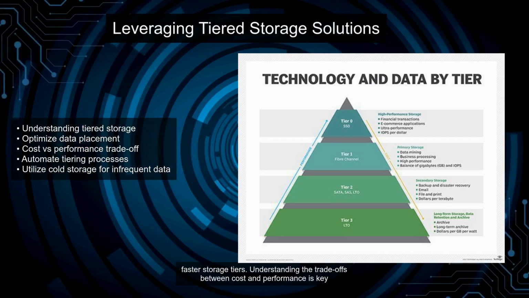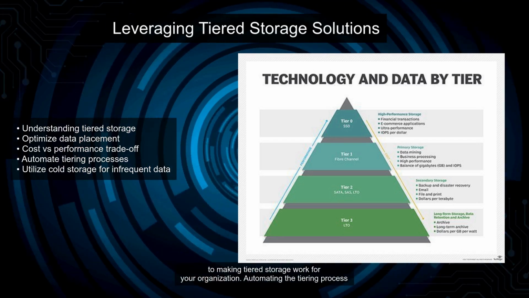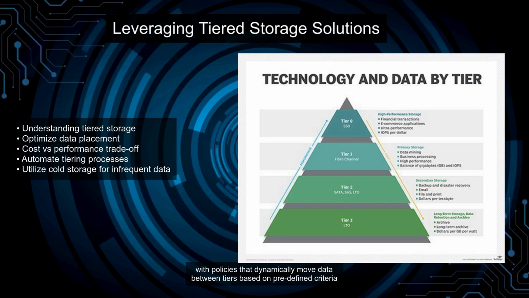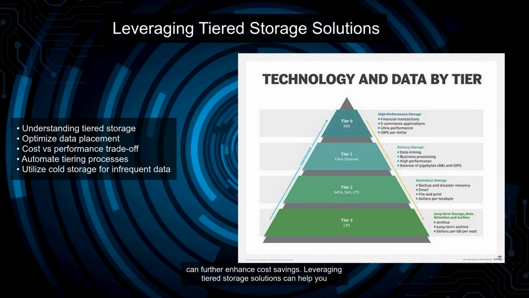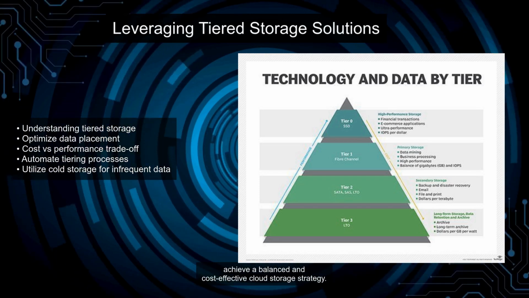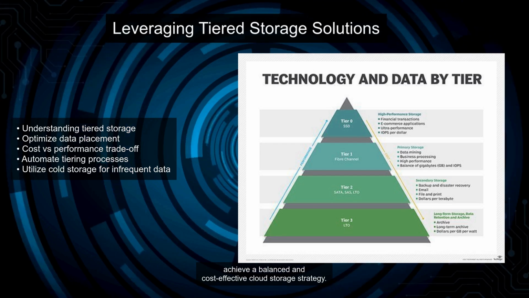Understanding the trade-offs between cost and performance is key to making tiered storage work for your organization. Automating the tiering process with policies that dynamically move data between tiers based on predefined criteria can further enhance cost savings. Leveraging tiered storage solutions can help you achieve a balanced and cost-effective cloud storage strategy.